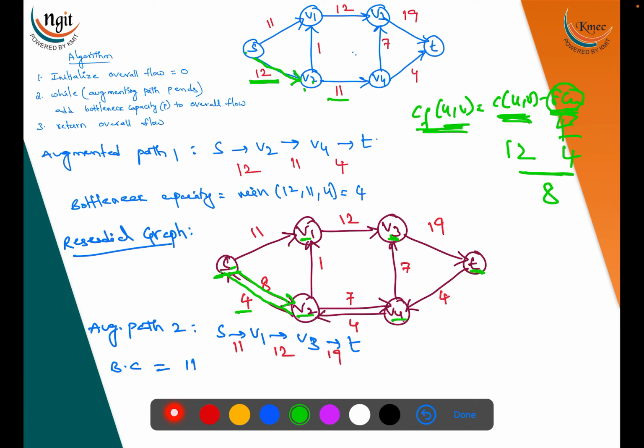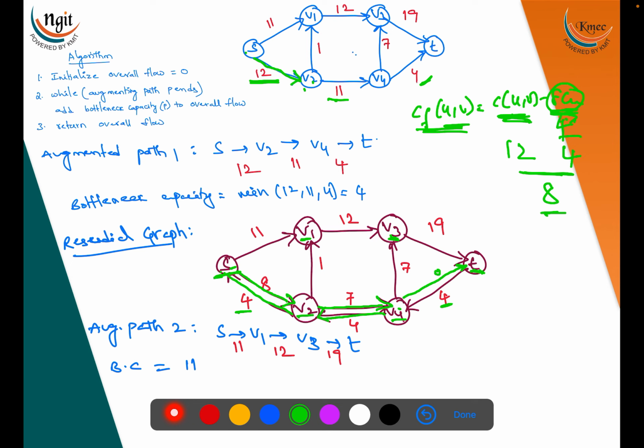So V2 to V4, actual capacity is 11. Residual capacity is what? 11 minus 4, which is 7. So 7 is moving this side and 4 will move to the opposite side. And 4 minus 4, it is 0. So I am not marking any residual capacity because 4 minus 4 is 0. You can also point out if you need, it is 0 and the opposite direction, it is 4.